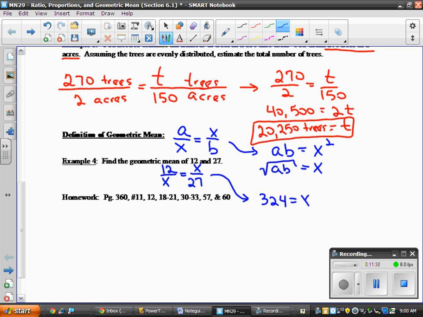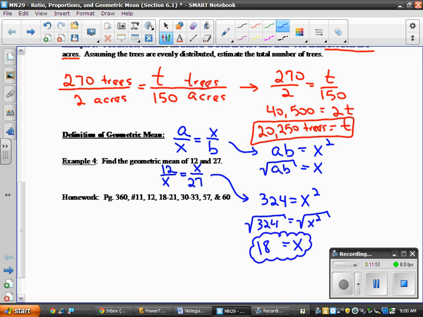X times x is x squared. You take the square root of both sides of that equation. And since the geometric mean can only be positive, the square root of 324 is going to give you 18. We don't need to think about the negatives at all.